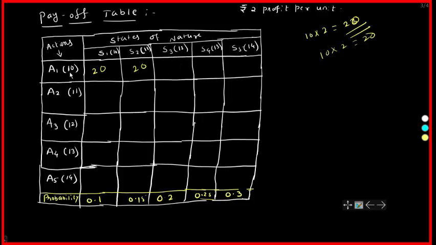Similarly, if he purchased 10 newspapers and demand is 12, he can sell only 10 newspapers and therefore profit for 10 newspapers is 20. Similarly, for the remaining sales, profit is 20. See here, if he purchased 11 newspapers and demand is only 10.